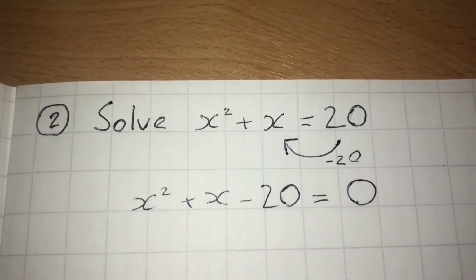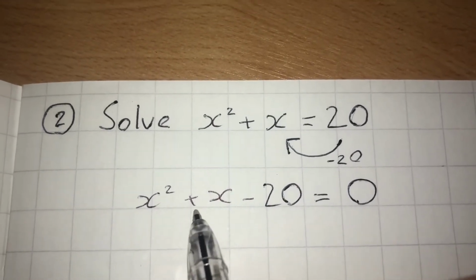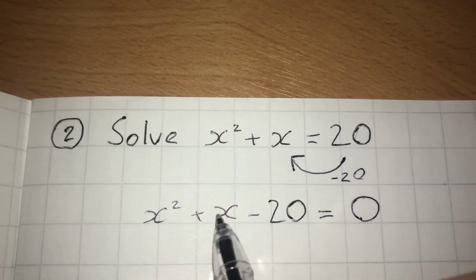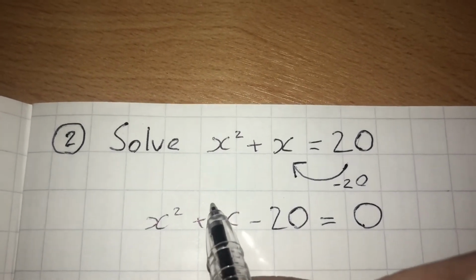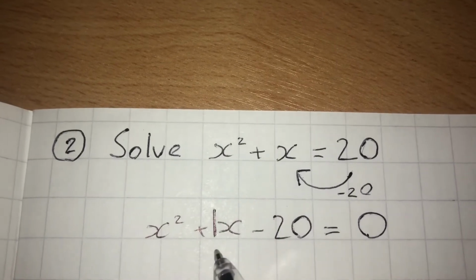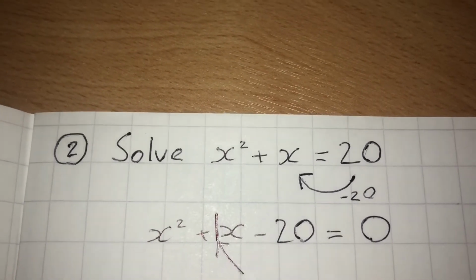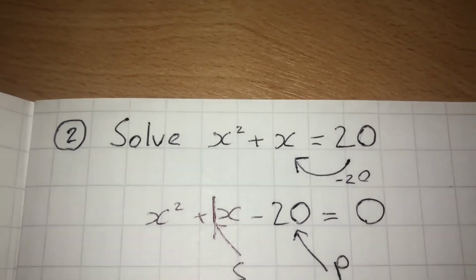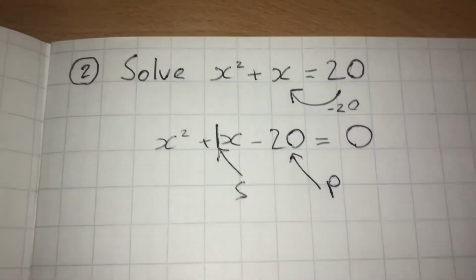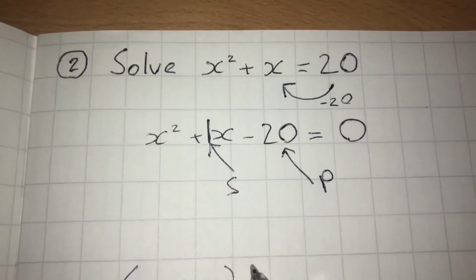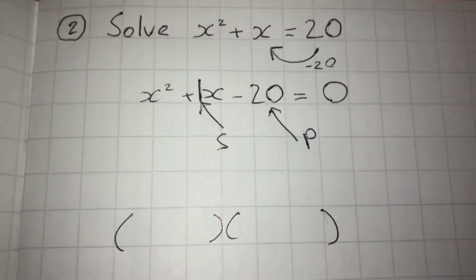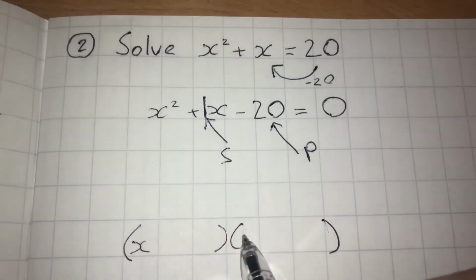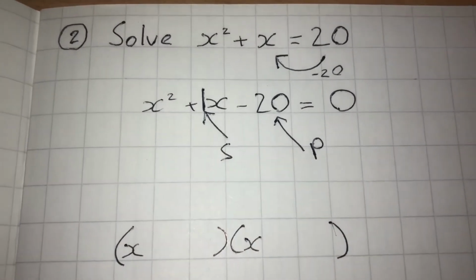Now I can factorize. Just be careful, because I have a plus x and a minus 20. Consider plus x on its own: this means the sum is 1, because that's a 1x. That's the sum, and this is the product, which is minus 20. Again, we're putting this into two brackets. The only way I can get an x squared, again considering FOIL if I was working in reverse, is if both the first terms were x and x.